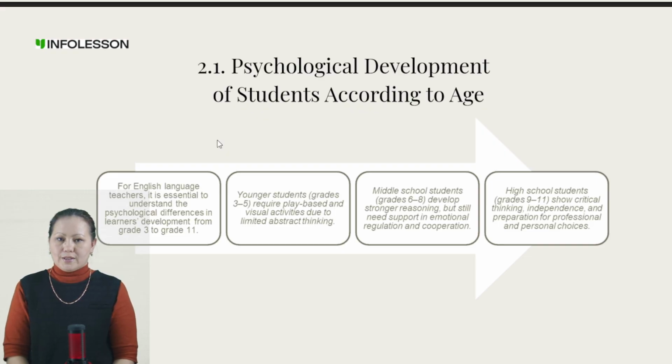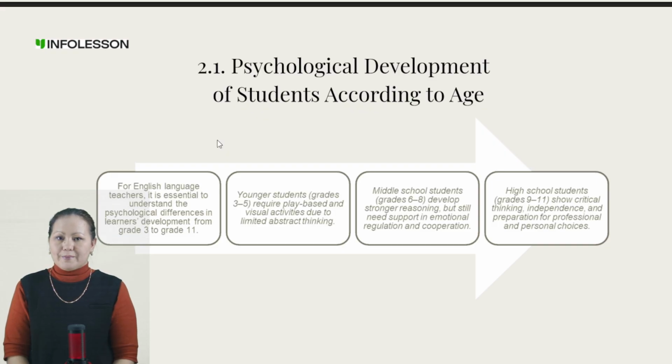Lower secondary learners, age 11 to 13. During early adolescence, students experience rapid physical and emotional changes. They are very sensitive to peer approval and may become shy or overly self-critical. Their motivation often depends on group acceptance rather than personal interests. The teacher's role is to ensure psychological comfort, provide positive feedback, and create pair or group activities that promote cooperation. Games and communicative tasks should remain, but they should be combined with short problem-solving exercises and simple reflection questions.